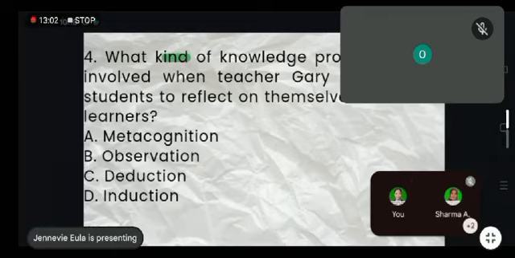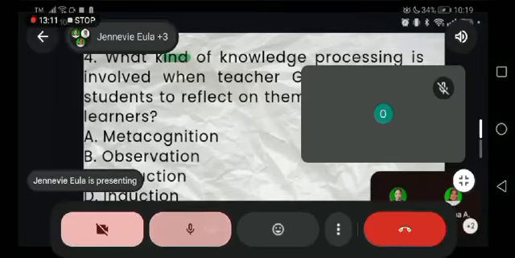Why is it metacognition? So, metacognition refers to thinking about one's own thinking or learning process. When students reflect on how they learn, they are practicing metacognitive skills.